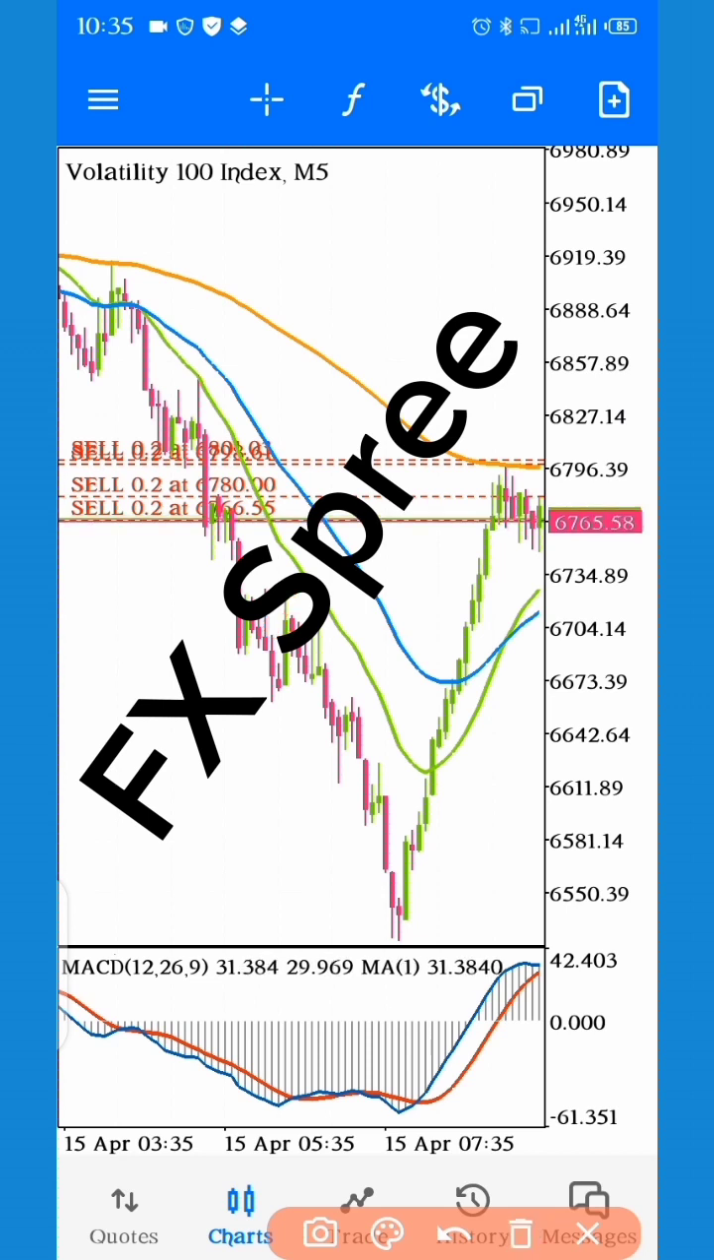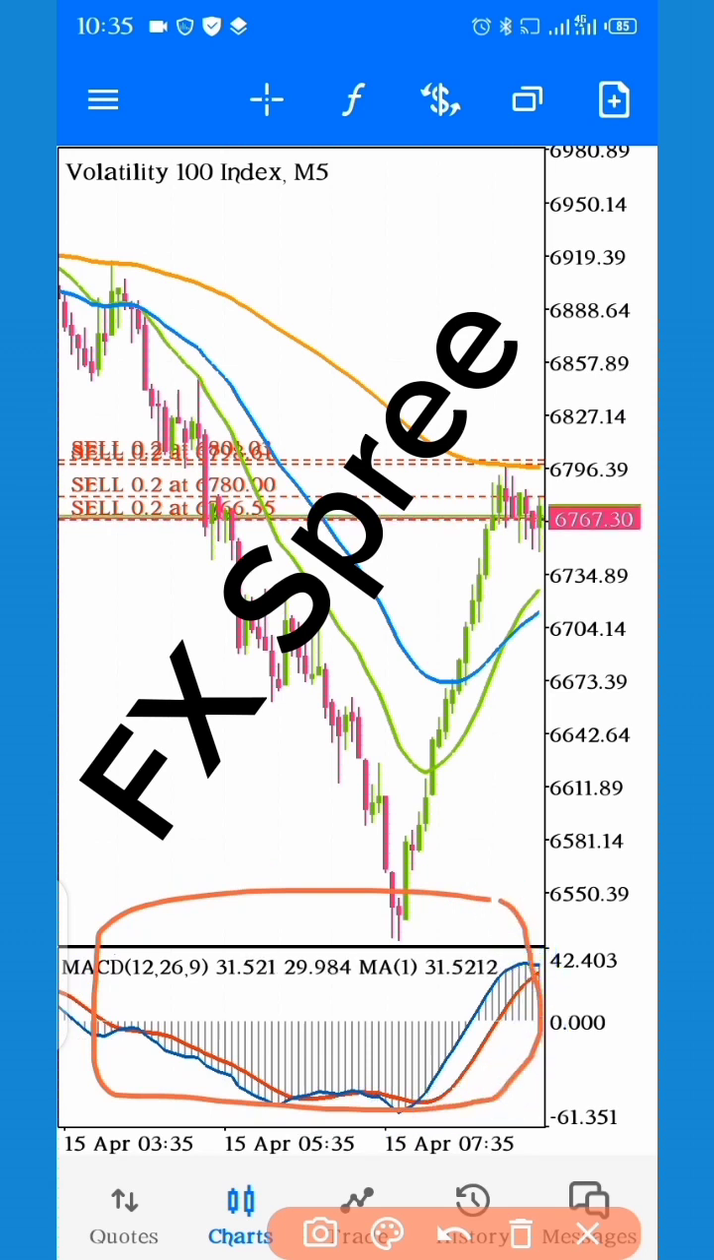So after that, what you need to do is to go for the windows. The window one that we have here. I've set up the main chart already.